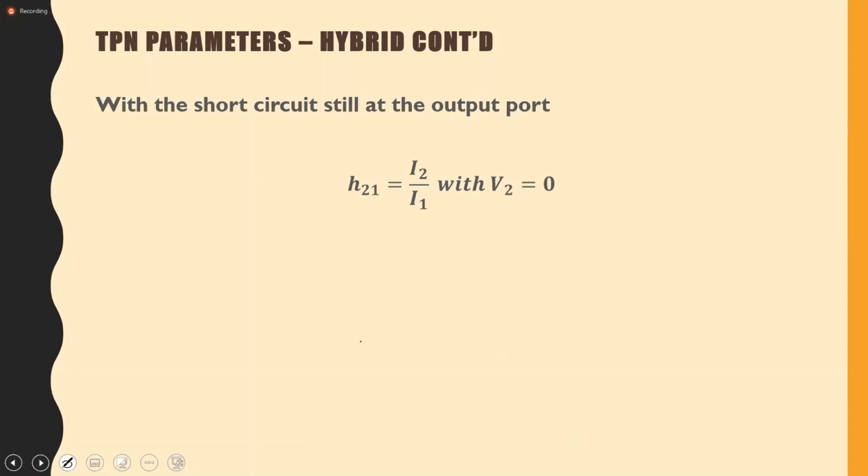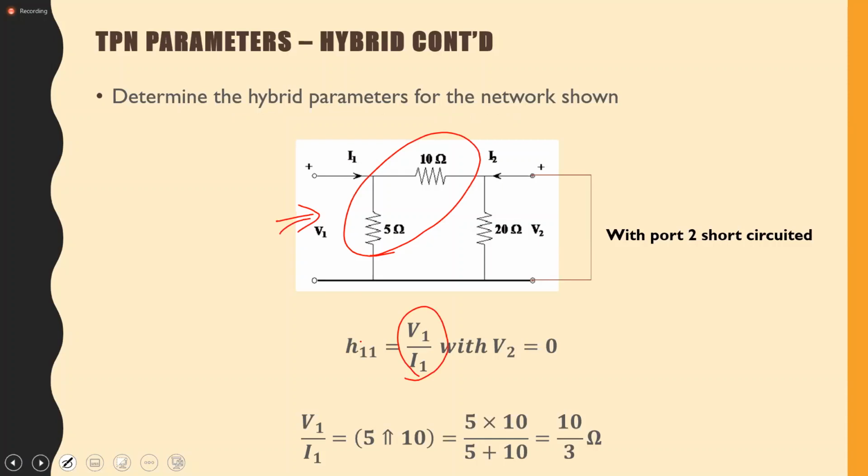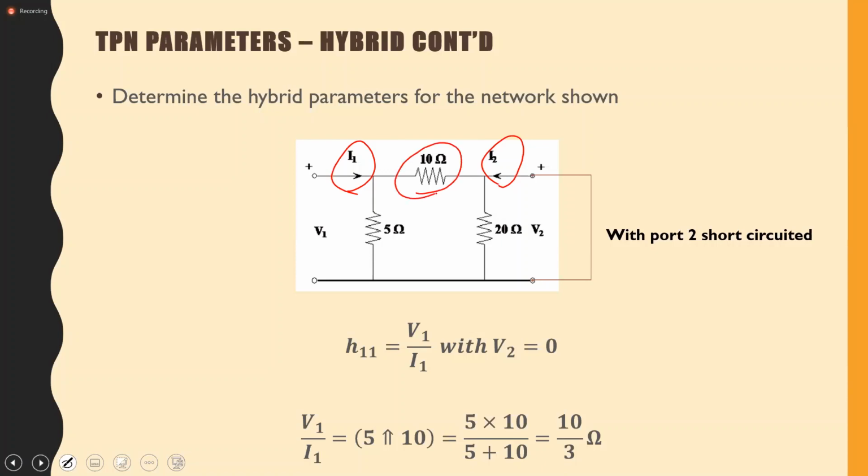Now, with the short circuit still in place, H21 is I2 over I1. So we look back at the circuit. What I'm trying to determine is a relationship between I2 and I1. Based on what we have here, I2 would be the current flowing through this resistor, the current flowing through the 10 ohm resistor. Agreed?